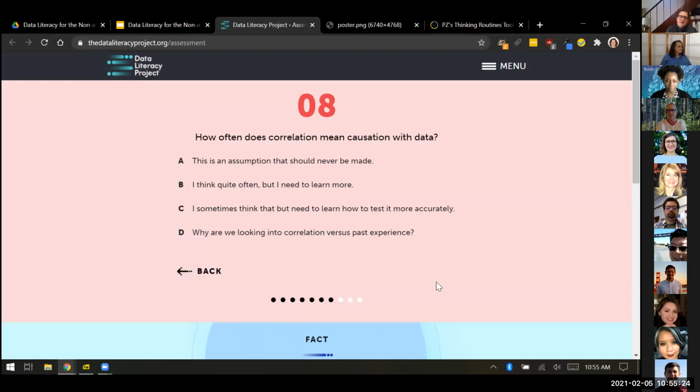Question 8. How often do you think correlation means causation with data? A, this is an assumption that should never be made. B, I think quite often, but I need to learn more. C, I sometimes think that, but need to learn how to test it more accurately. And D, why are we looking at correlation versus past experience? So I'll choose C.